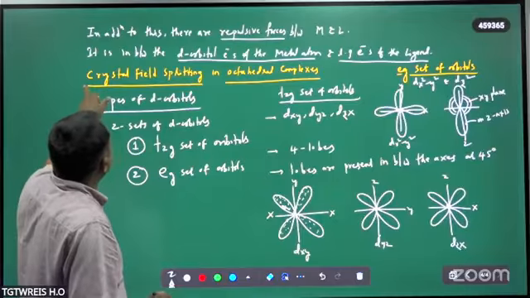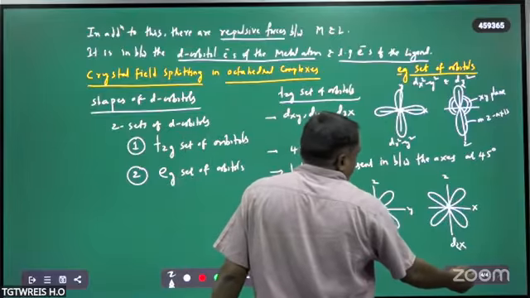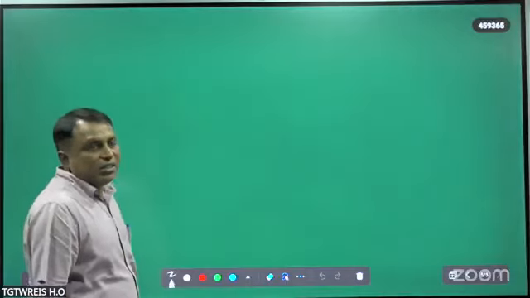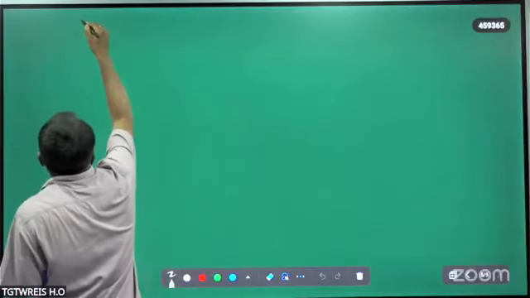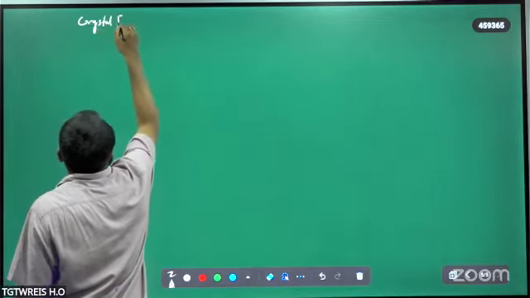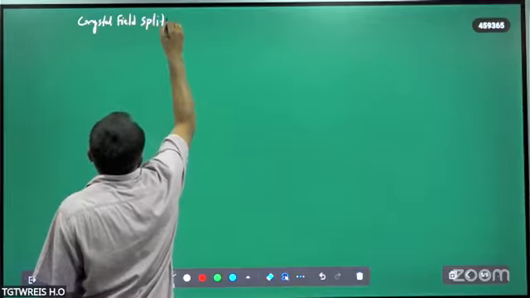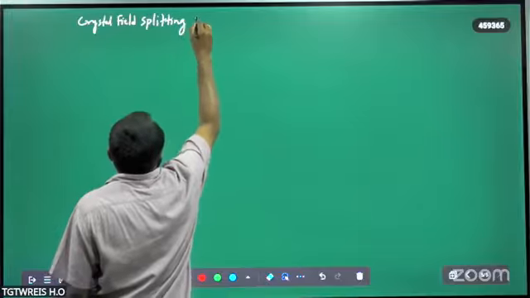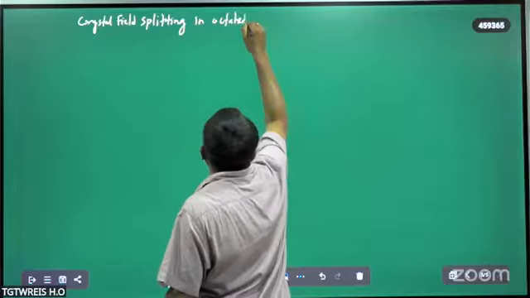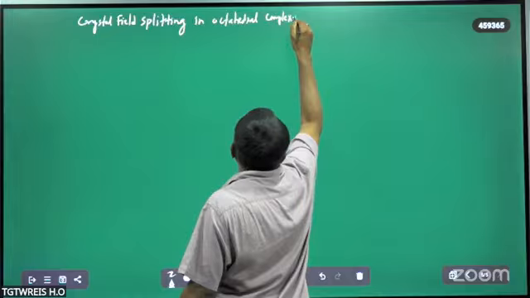So now let us move to crystal field splitting in octahedral complexes. So why does crystal field splitting arise? What is meant by crystal field splitting actually? The crystal field splitting in octahedral complexes.